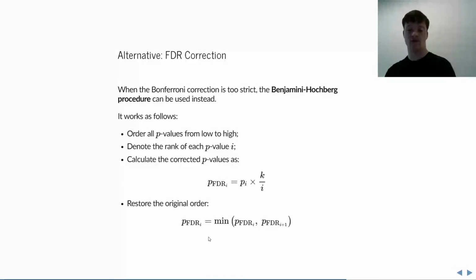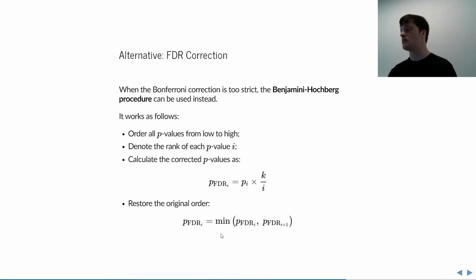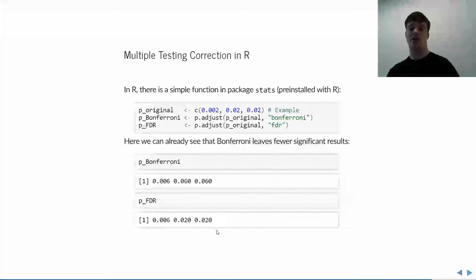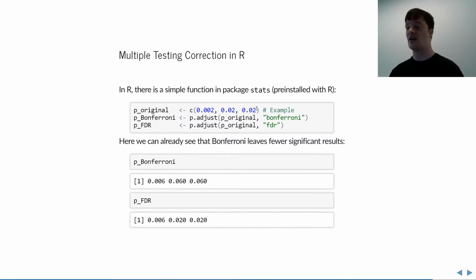If we go back, we'll see that there is this step that preserves the original order, right? So if you rank, it would be kind of silly if you apply this correction and at the end of the day, this p-value is not significant and this one is, right? Because they're the same. So what FDR correction does is it says, okay, every p-value should be at least as low as the next p-value in terms of rank. And this order preserving step causes a lot of the p-values to be the same.